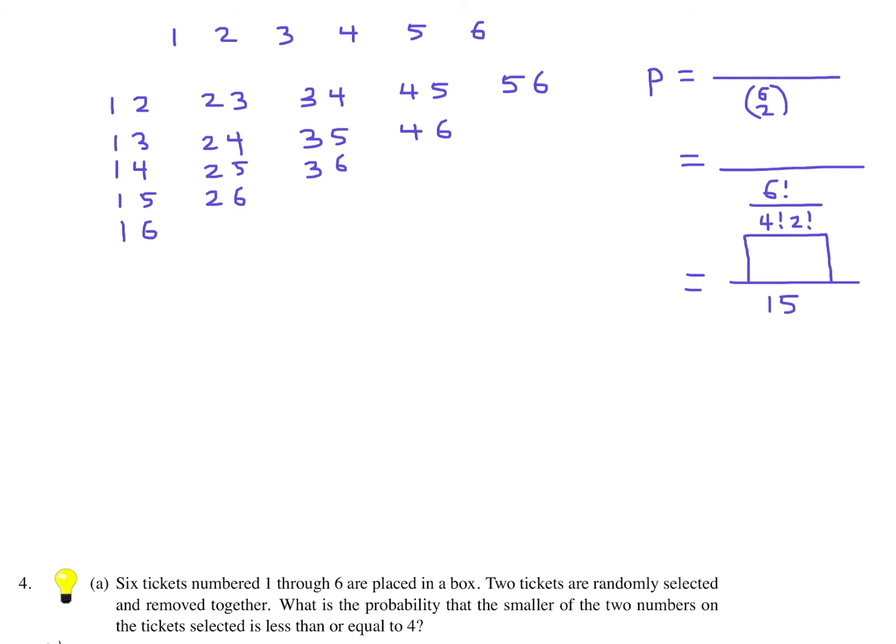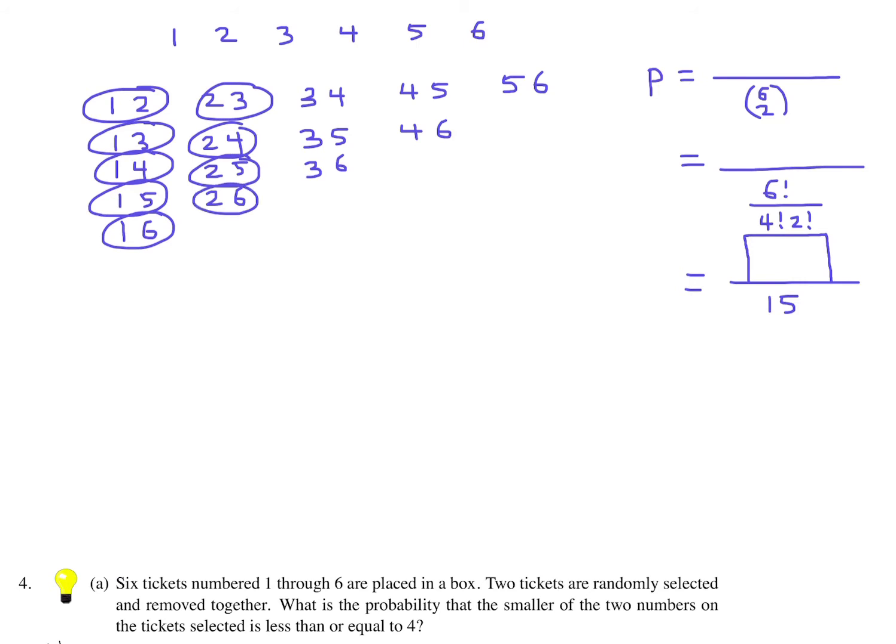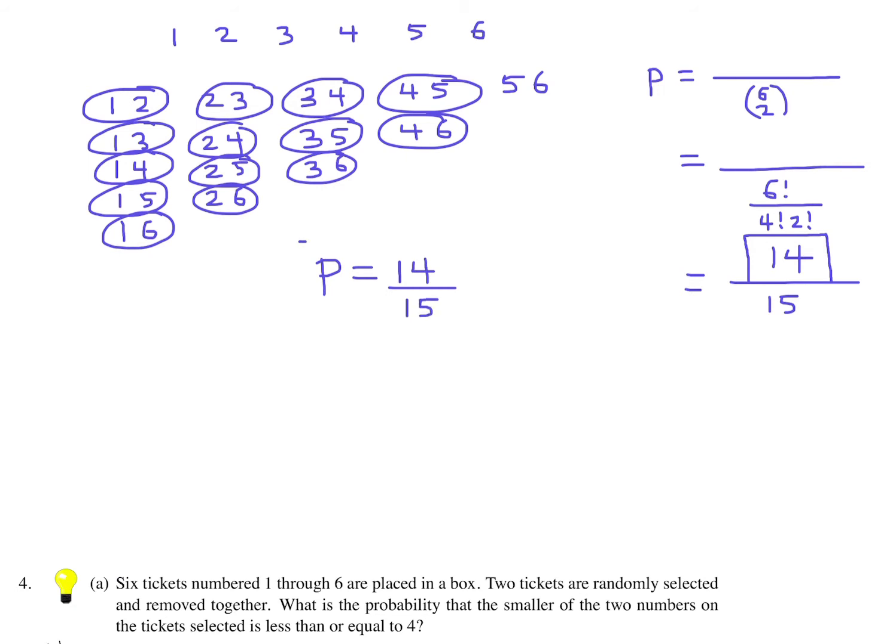Now let's circle the ones that meet our criteria, which is the smaller of the 2 numbers has to be less than or equal to 4. Well, that is true because those are all 1s. 1 is definitely less than or equal to 4, and 1 is the smallest of those 2. This one also. 2 is less than or equal to 4, and 2 is the smaller of those pairs. This one also. And this one is equal to. This is the only one that we don't circle. Interesting. So that means out of the 15, 14 of them match our criteria. Okay, no problem. So our probability is 14 over 15.